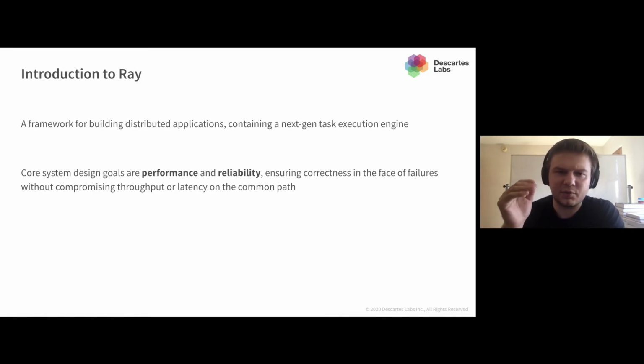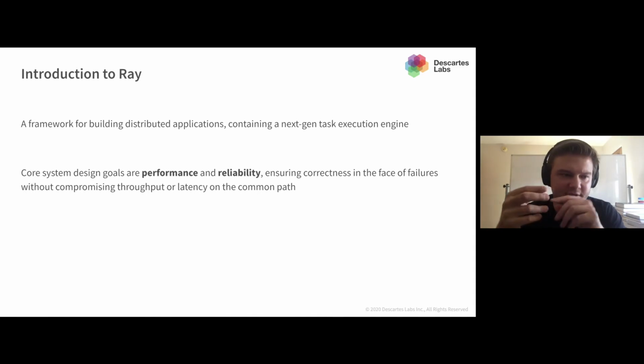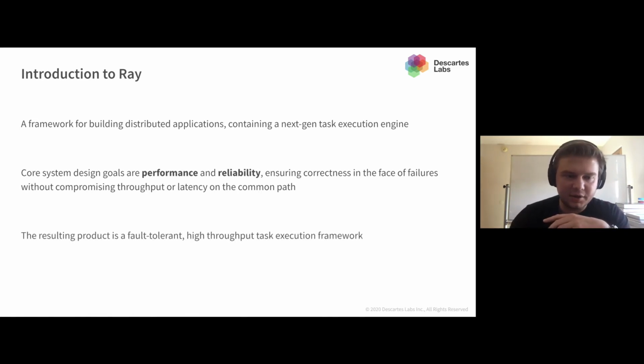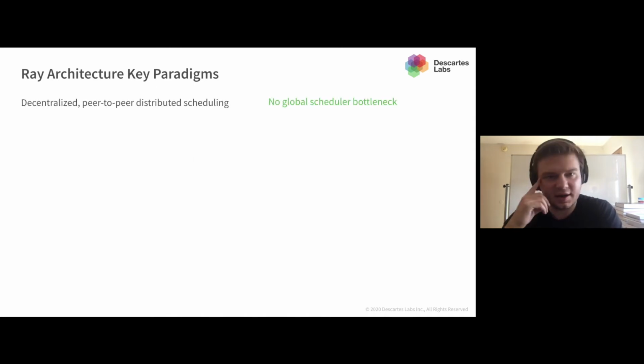You can see the Ray devs talk about that a little bit more in the Ray 1.0 white paper that they put out. But they're really focusing on ensuring correctness in the face of failures without compromising the happy path, without compromising the performance characteristics, throughput, and latency of the very common case where nothing fails. And that's very hard to do. But the resulting product, after all the engineering effort, is a fault-tolerant task execution framework that's capable of extremely high task throughput.